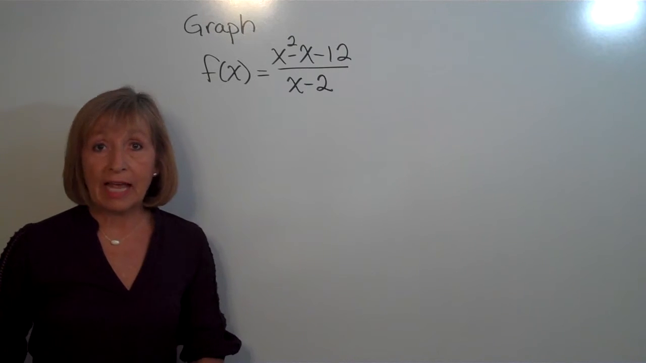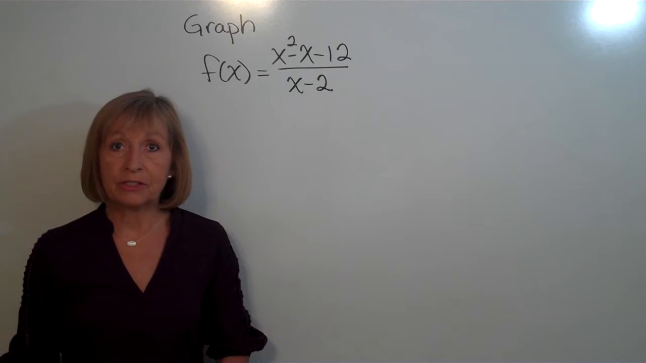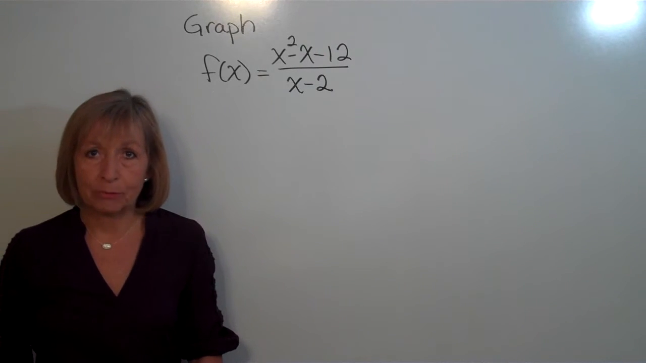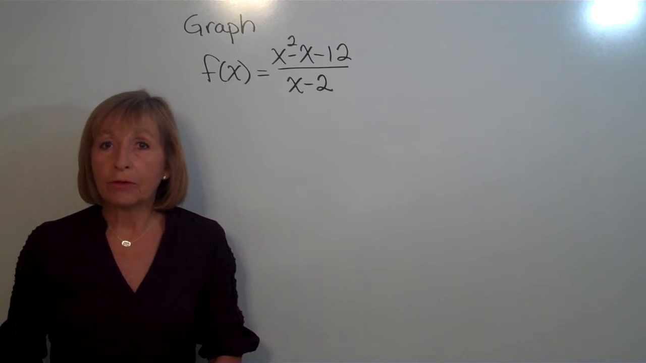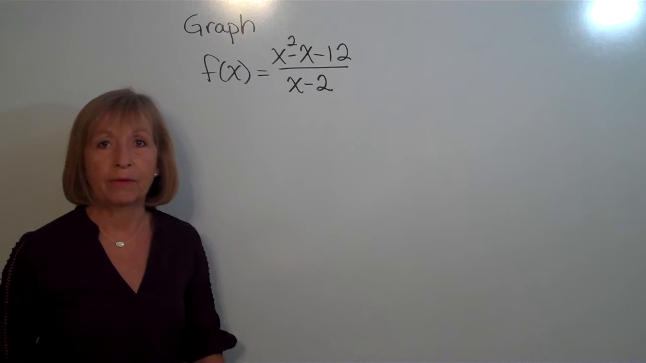In this segment, we're going to look at graphing rational functions. Specifically, the example I'm going to do here is to graph a rational function that has a slant asymptote. I also have other videos where I'll graph rational functions with other things happening with them.